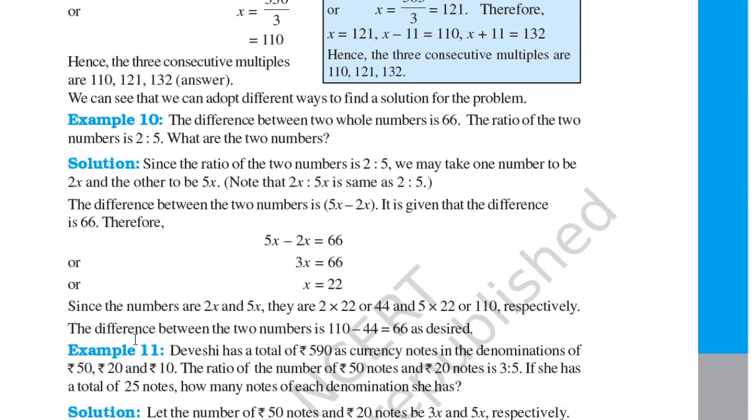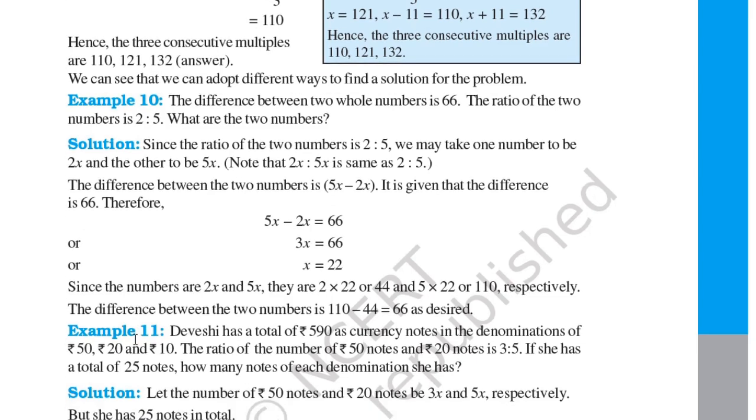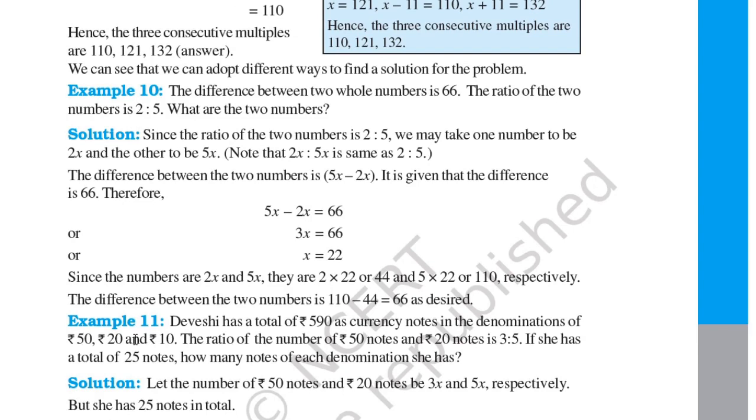So example number 10: the difference between two whole numbers is 66. The ratio of the two numbers is 2:5. What are the two numbers? So since the ratio of the two numbers is 2:5, we will take one number to be 2x and the other as 5x. So you get 2x and 5x.